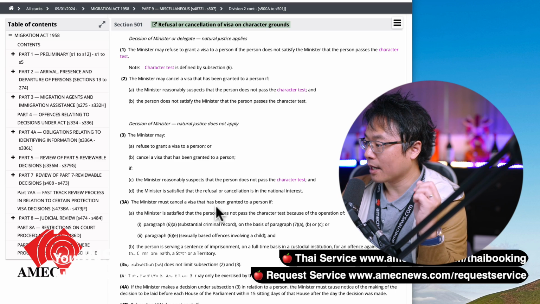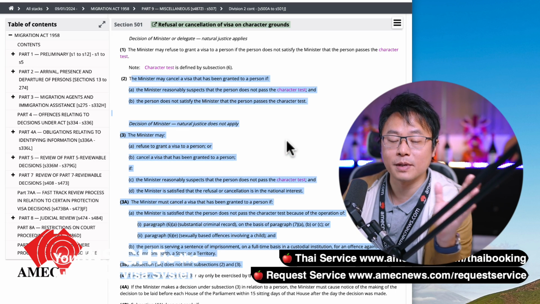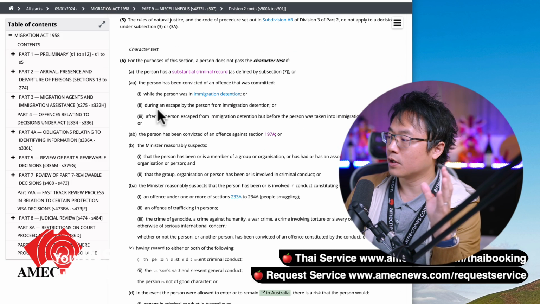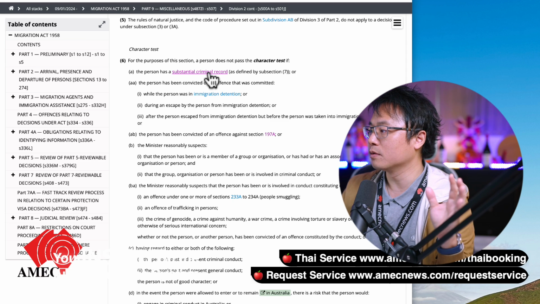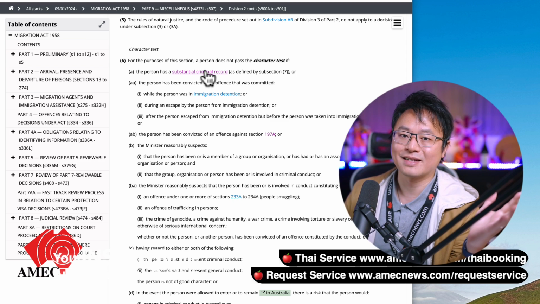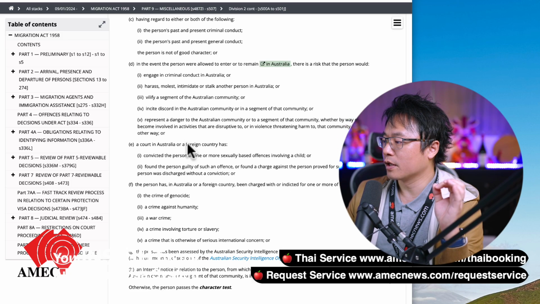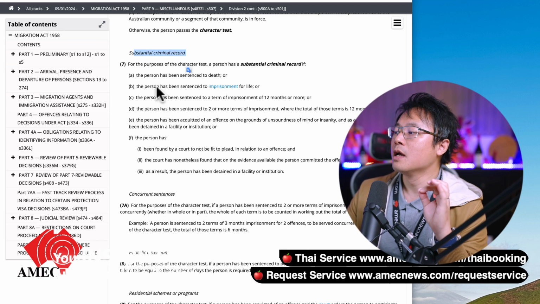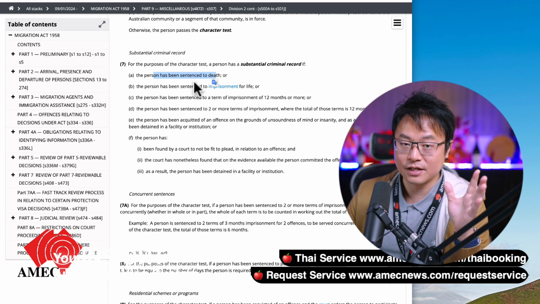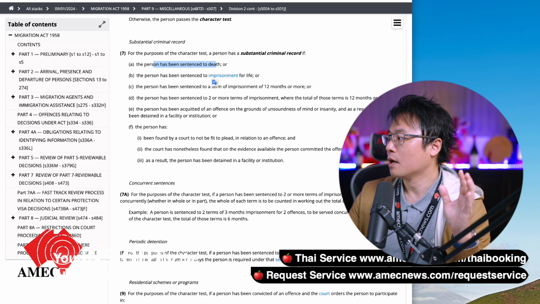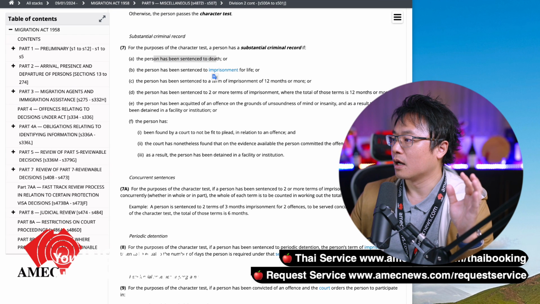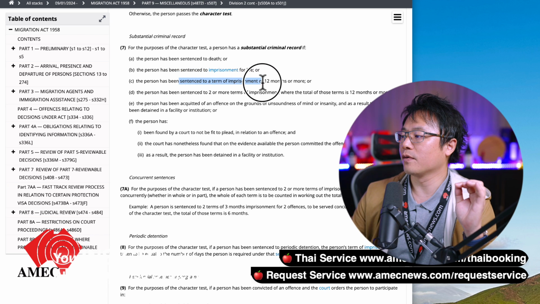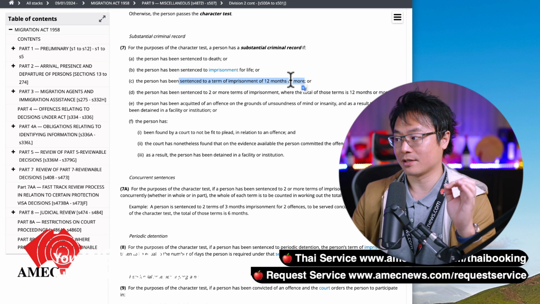If we go down, all of these we have basically gone through. But if we go into the detail of the character test, there is a phrase named substantial criminal record. What does that define? If we go further downwards, we will see the substantial criminal record. It says you have been sentenced to death. That's really serious. The next one is a sentence of imprisonment for life. Again, that's serious. A sentence of imprisonment of 12 months or more. Now that's serious as well.